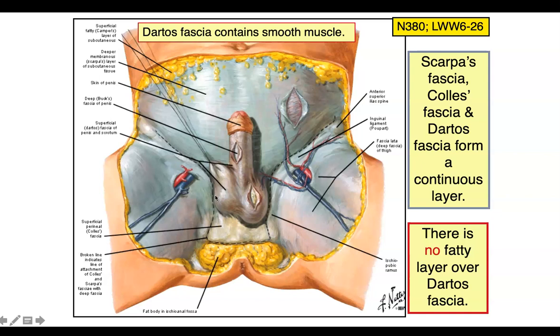And also this superficial fascia is attached posteriorly in this line, which is the posterior border of the urogenital triangle. So the superficial fascia is not continuous with the superficial fascia of the anal triangle. It is attached right here. So it lies over the superficial perineal space in the perineum.